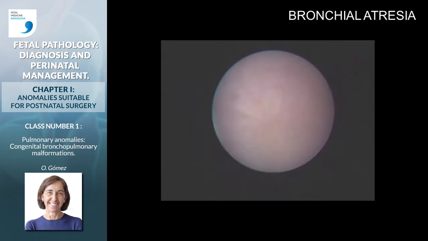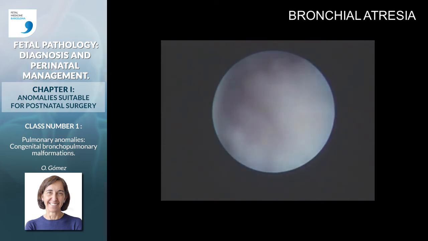In this case, due to the overgrowth of the lesion and the presence of signs of hydrops, parents were asked to consent to a fetoscopy to identify the level of the bronchial lesion and to establish if it was possible to unblock the bronchus. In this video, you can see the entrance of the fetoscope through the vocal cords and the trachea, which is normal.